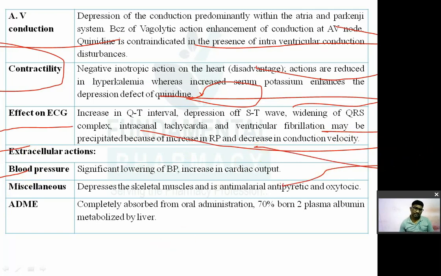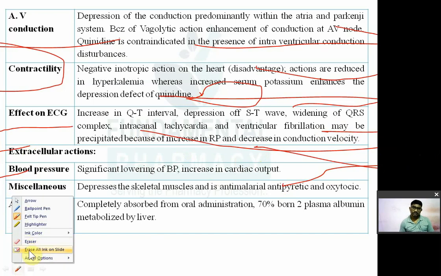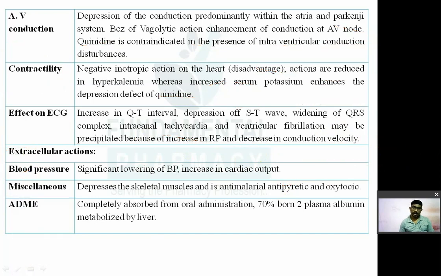What is the miscellaneous action? The miscellaneous action is on the skeletal muscle, it depresses the skeletal muscle, okay, and also it has an anti-malarial action and oxytocic action. Oxytocic means it will contract the pregnant uterus and cause abortion, so it is oxytocic. Absorption, distribution, metabolism, elimination: it is completely absorbed from the GIT.